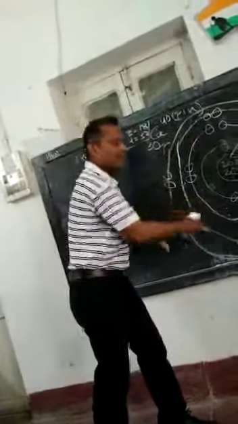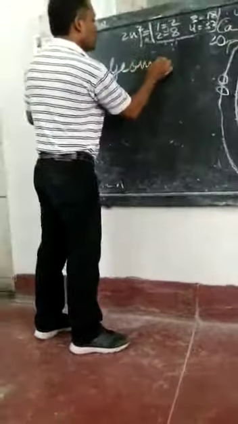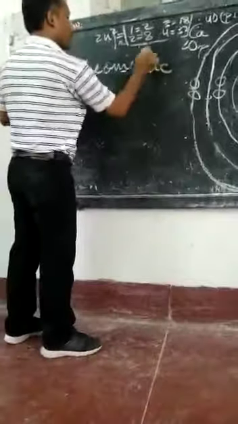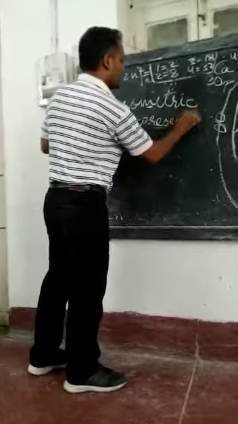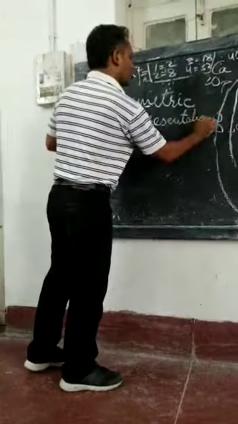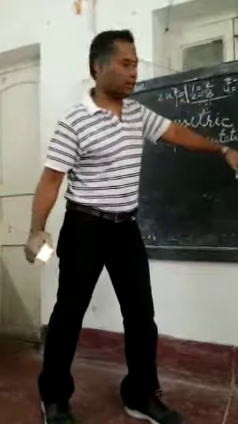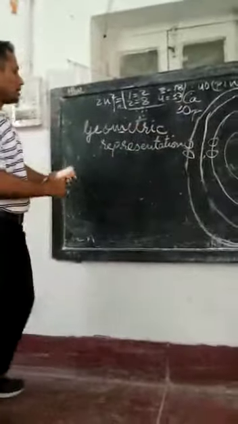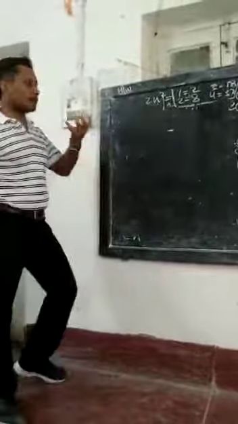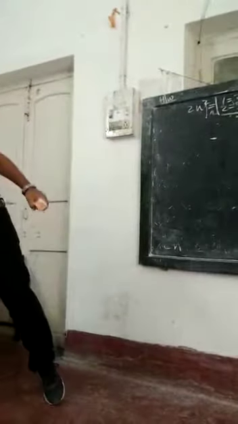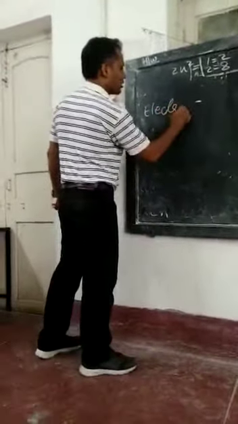So this diagram which you see, this is called geometric representation. You study geometry in maths. So it's just like geometry, you draw something. So you're drawing that, how it looks. Electronic configuration means you just take electronic configuration, the term comes from the word electrons. So in electronic configuration, you just show the arrangement of electrons.